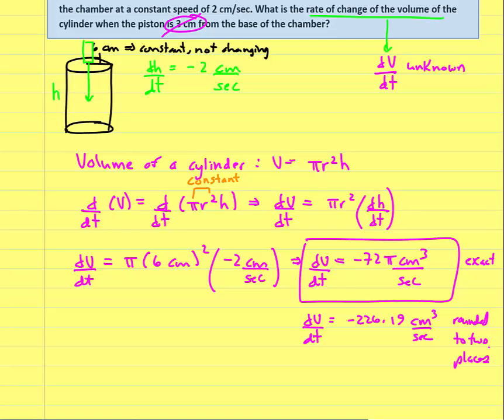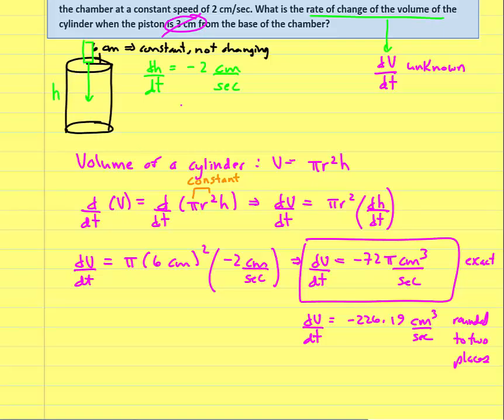So we kind of have some ideas about how related rates work. In this case, my related rate was time, the radius was constant, and the volume was changing based on the height and the radius of the piston.